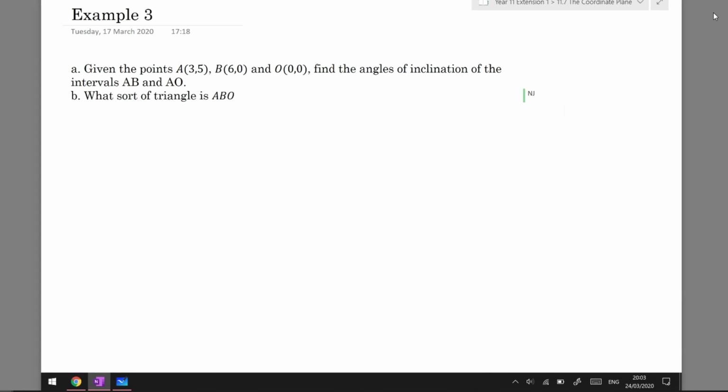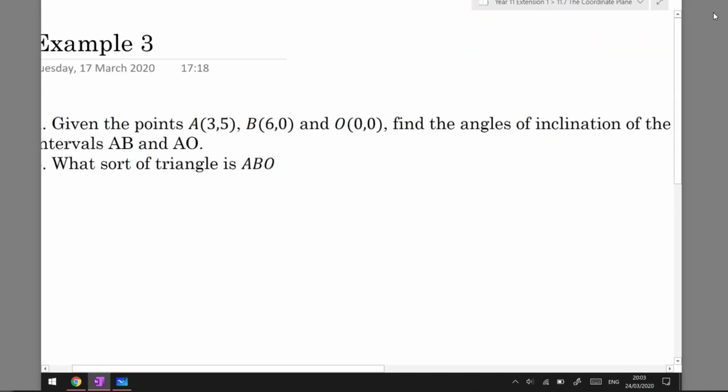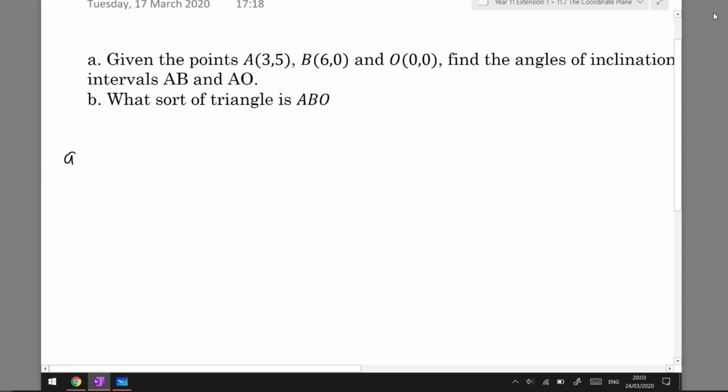Find the angles of inclination of the intervals AB and AO. And then we've been asked to find what sort of triangle that is. So let's start off by drawing the picture, just to get our heads around what we're trying to do.